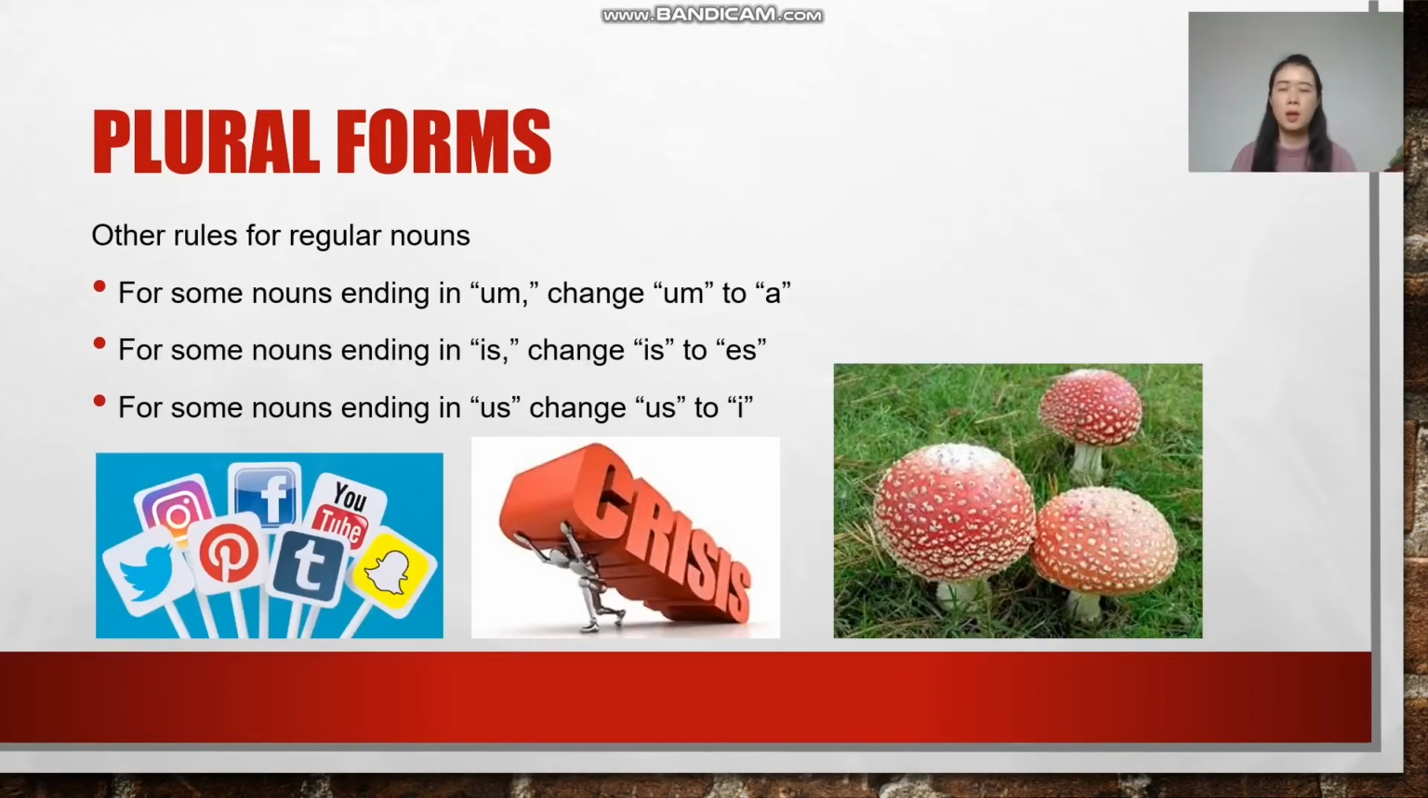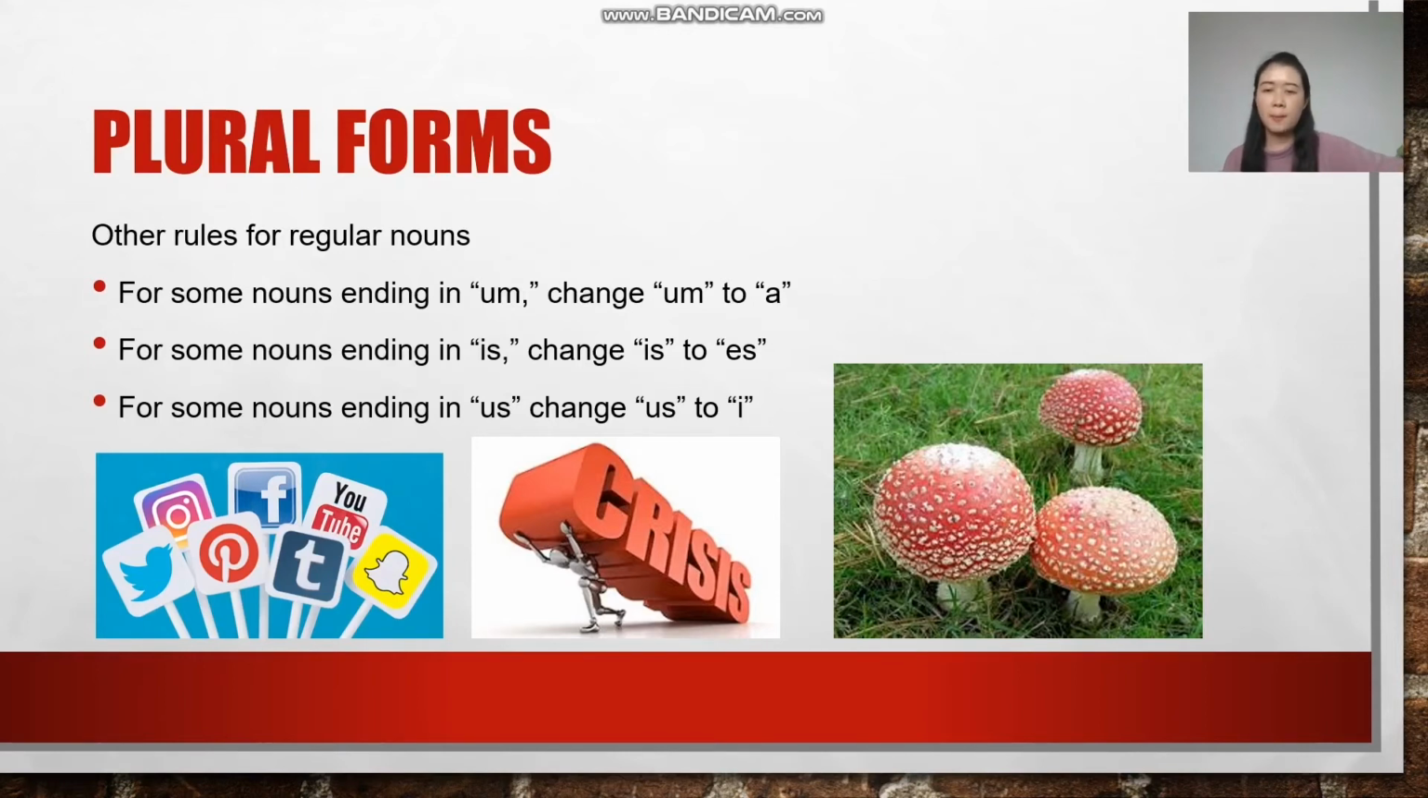Okay. Those are the basic rules for the regular nouns. But we also have other rules for regular nouns, as you can see here. The first one, some nouns ending in um, change um to a. Next, some nouns ending in is, we need to change from is to es. And the last one, some nouns ending in us, we need to change from us to i.